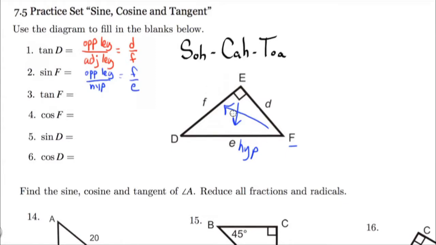Tangent of f would be opposite over adjacent, which is f over d. Cosine is the adjacent leg over the hypotenuse, so cosine f would be d over little e. Sine of d would be d over little e, and cosine d is f over e.